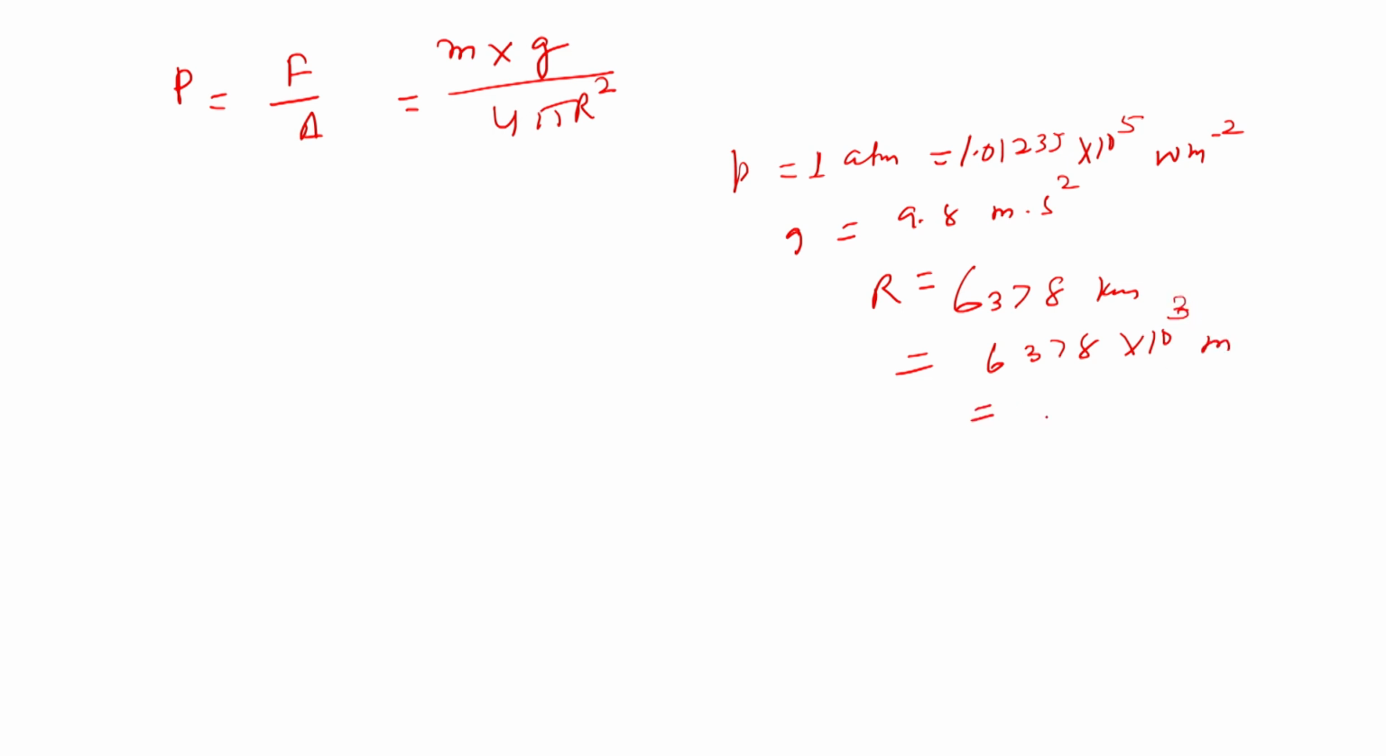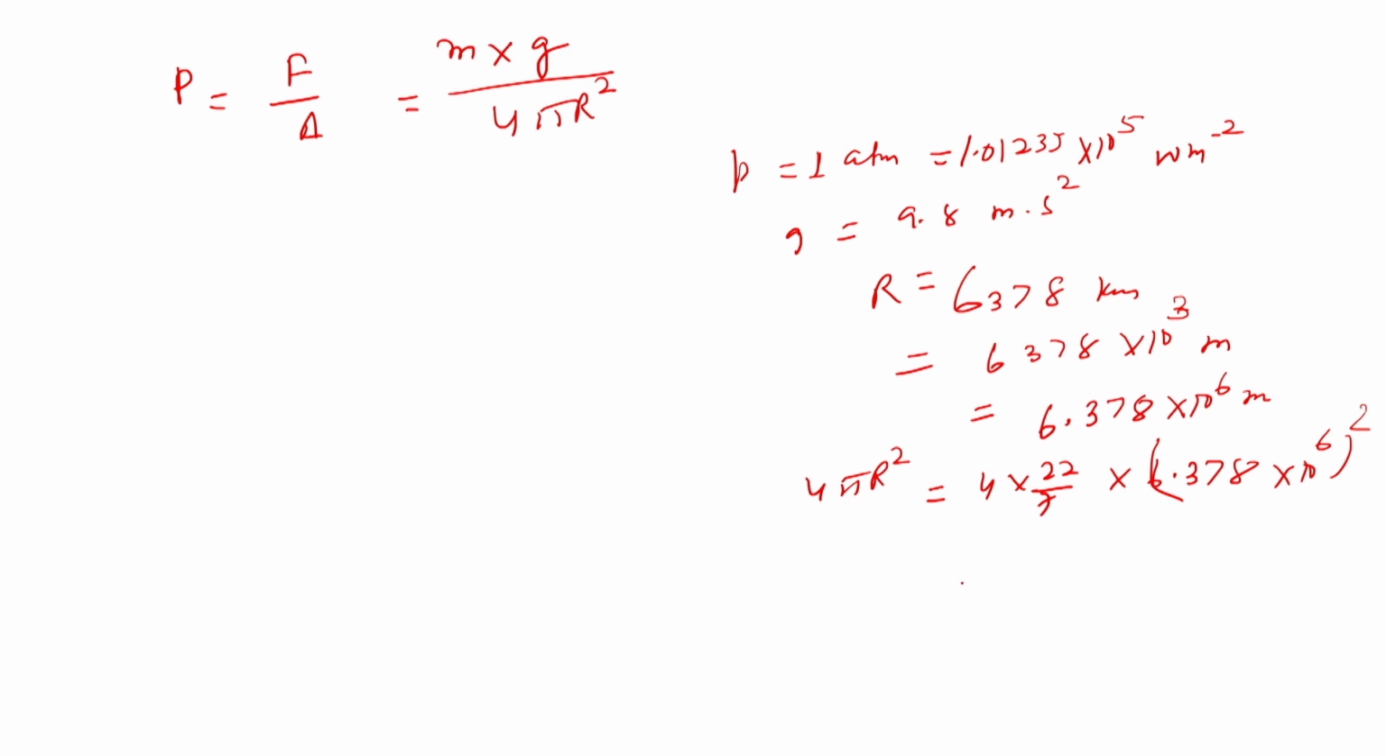This means you can write 6.378 into 10 to the power 6 meter, and then you can calculate 4 pi r square. From here, 4 into pi, you can use 22/7, into 6.378 into 10 to the power 6 the whole squared.